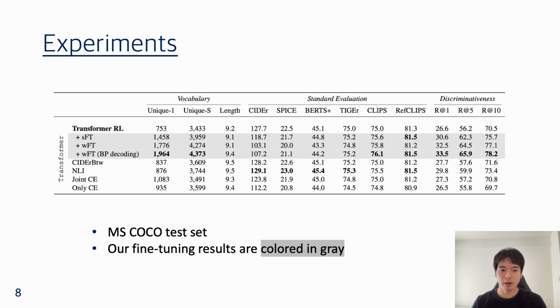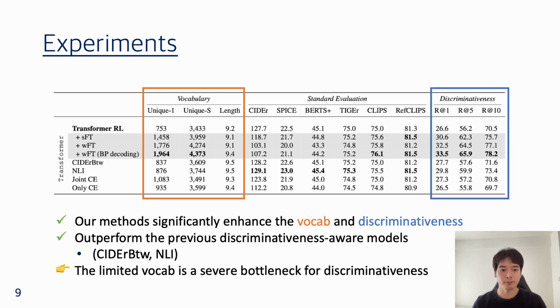Here we show part of our experimental results, and the results are obtained on the MS COCO test set, and our fine-tuning results are colored in gray. The results show that our methods significantly enhance the vocabulary size and discriminativeness, and even outperform the previous discriminativeness-aware models, BTW, NLI, and these results show that the limited vocabulary has been a severe bottleneck for discriminativeness.